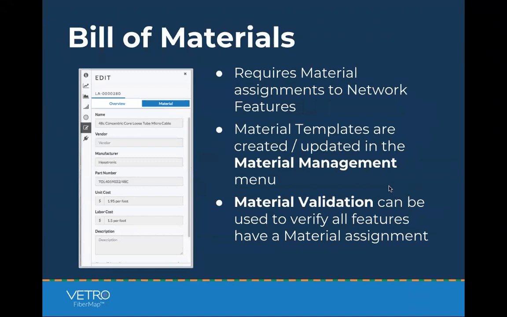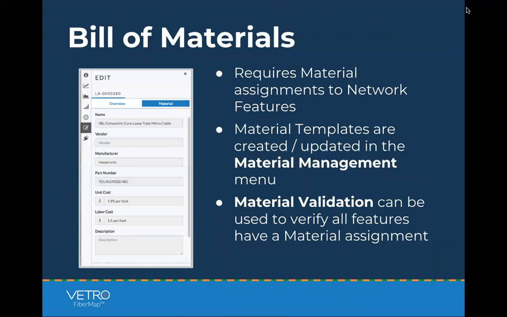So the bill of materials has a few requirements and a few things that are key to the understanding of setting it up and making sure that all of the materials are in place. It requires that you assign materials to your network features, and those material assignments come from material templates, which you create and manage in the material management menu. And we'll also have a look at the material validation that can be run to verify that all features have a material assignment in a plan.